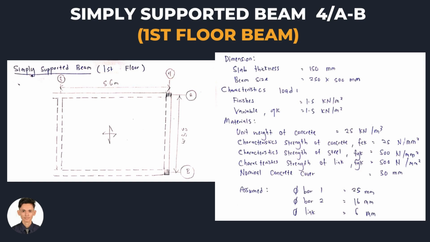So we go to the dimension. The dimension for the slab thickness is 150 mm. For the beam size, 250 times 500 mm. The finishes is 1.5 kN per meter square, and for the variable QK 1.5 kN per meter square. And we use 25 mm for the main bar, and 6 mm for the link.